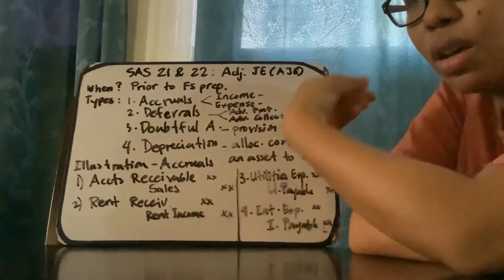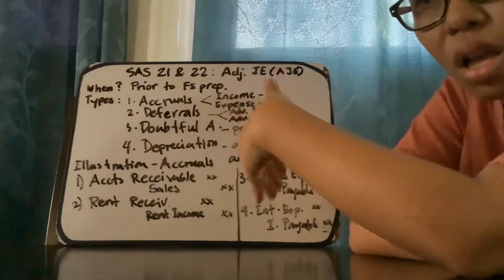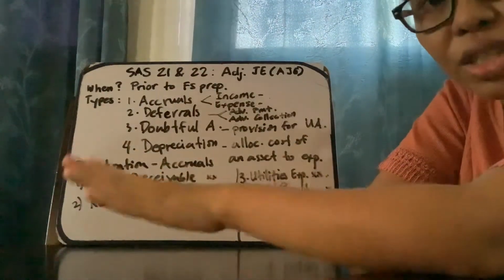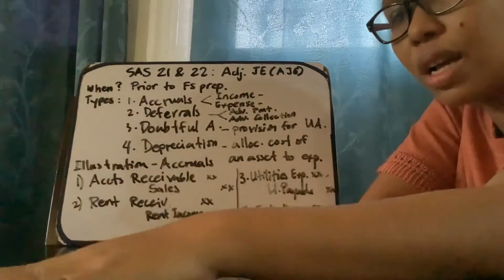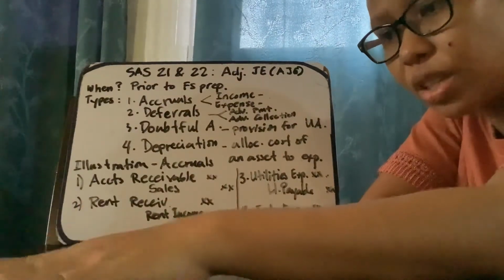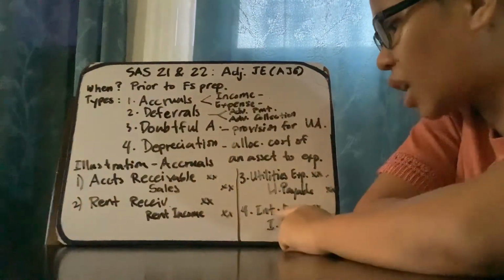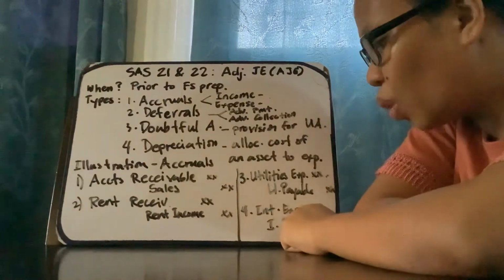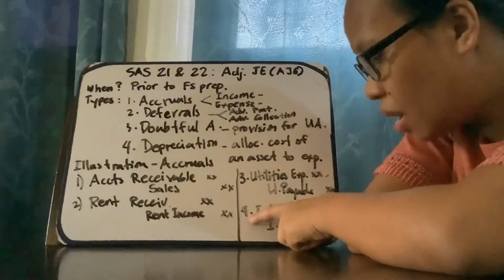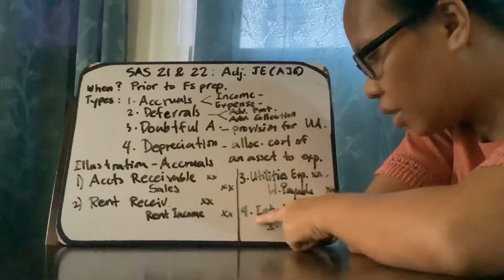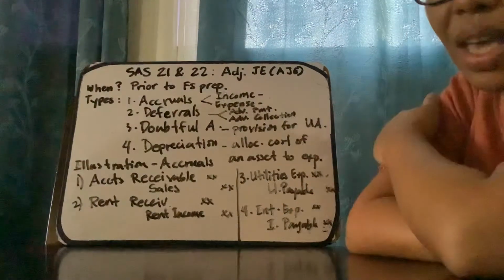Same goes with interest. Makita nimo nga nangutang ka from a third person and para sa imong business, and kana siya is naay interest even if wala pa kabayad, but there was already a certain period nga nilapse na pertaining to your credit term, naa na siya interest. So you need to recognize it by journalizing this entry, interest expense, debit, and then you record liability, interest payable.